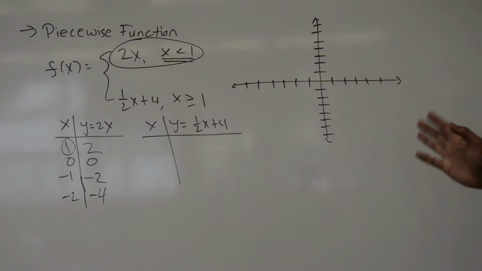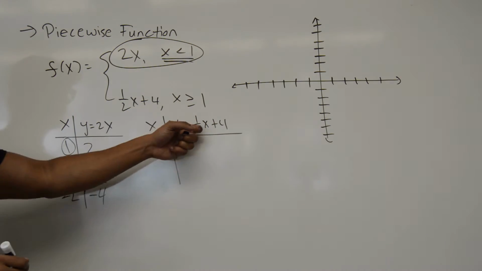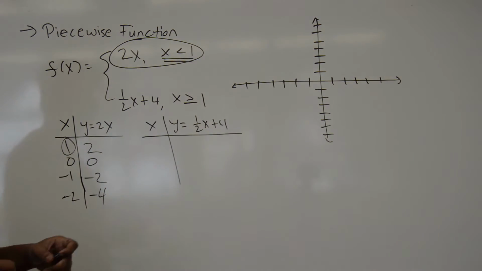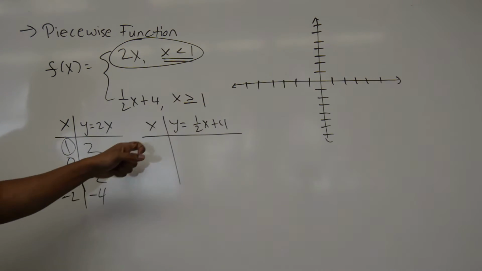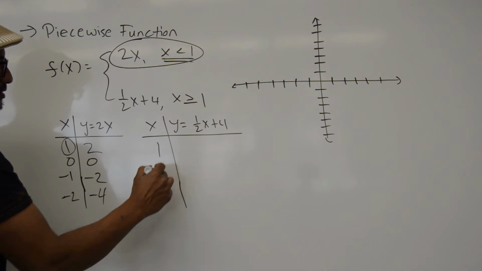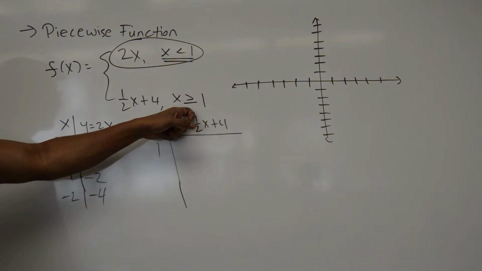Okay, now let's go to the right table. For the right table, we're going to use y equals to 1 half x plus 4 if x is greater than or equal to 1. Okay, if x is greater than or equal to 1, we're going to use this function. So what are the values of x we pick? Well, again, you always start with the boundary point. So I'm going to start with the 1. Now I want values of x that are greater than or equal to 1.